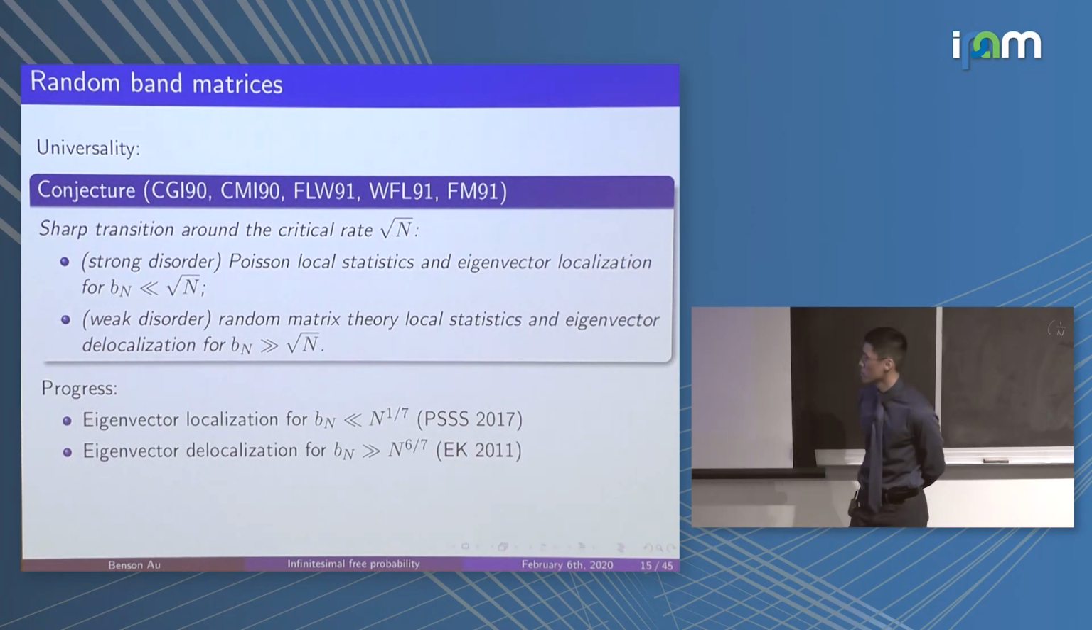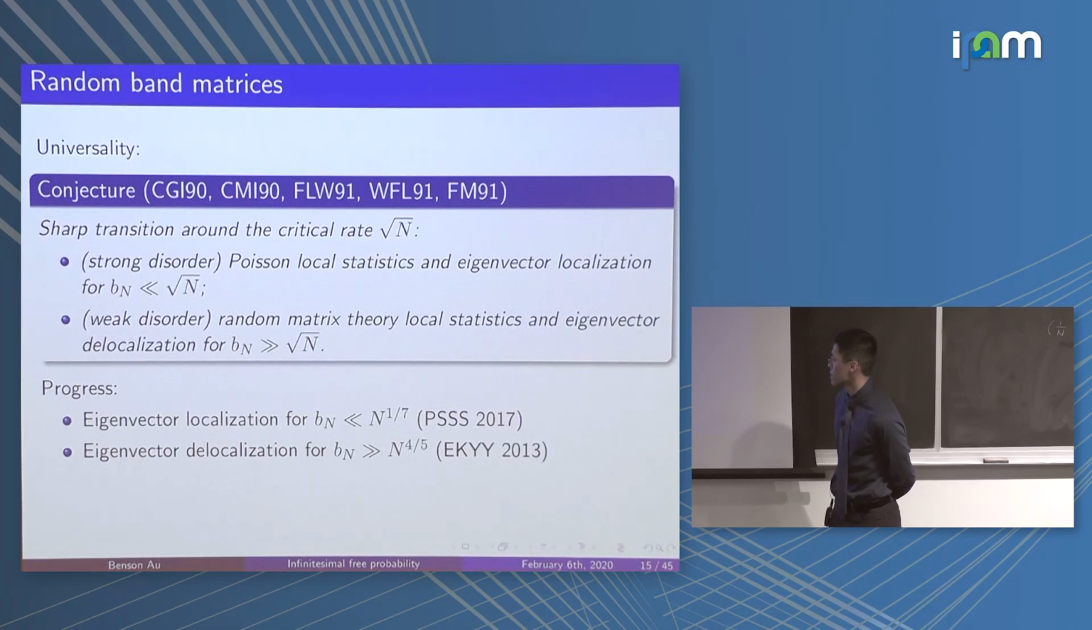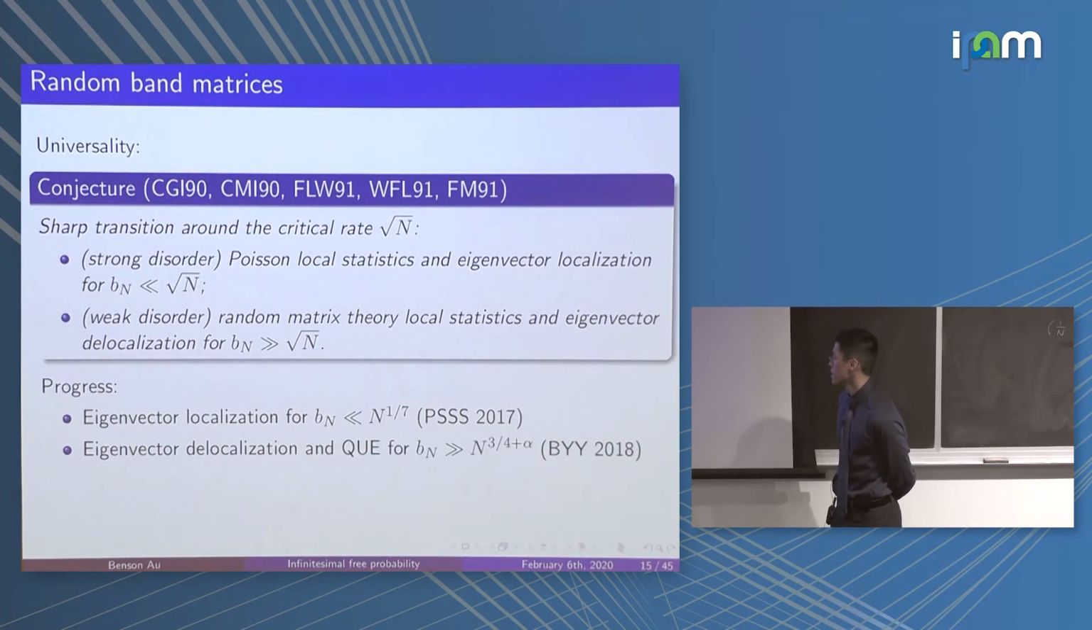Delocalization was proven for bandwidth faster than n to the 6/7. This is Erdős and Knowles. This is upgraded to 4/5 by Erdős, Knowles, Yau, and Yin. And then in a recent paper by Bourgade, Yau, and Yin, this is now n to the 3/4 plus alpha for any alpha bigger than 0. They actually prove something much stronger than eigenvector delocalization, which I want to emphasize here. It's quantum unique ergodicity. It's this idea of somehow being uniformly delocalized.